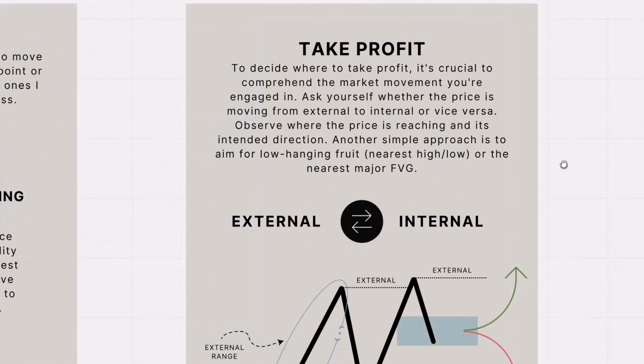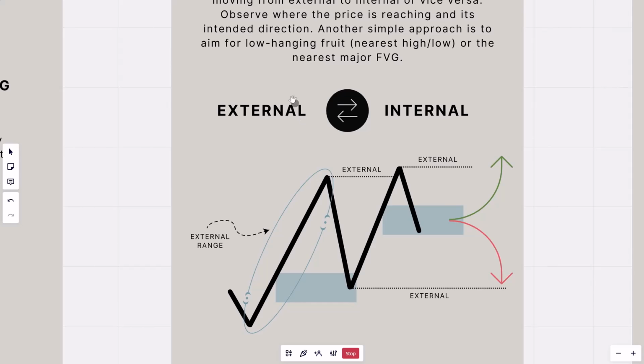Now, when it comes to taking profit, you have to understand how the market moves in order to know where to take your profit easily. A simple approach to take your profit is simply the low-hanging fruit. So it's the nearest higher low or the nearest major fair value gap. There is a fair value gap. But if you want a deep understanding of take profit, then we should know that price moves from external to internal or the opposite.